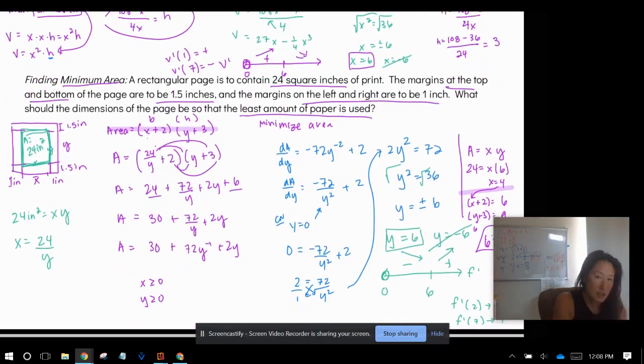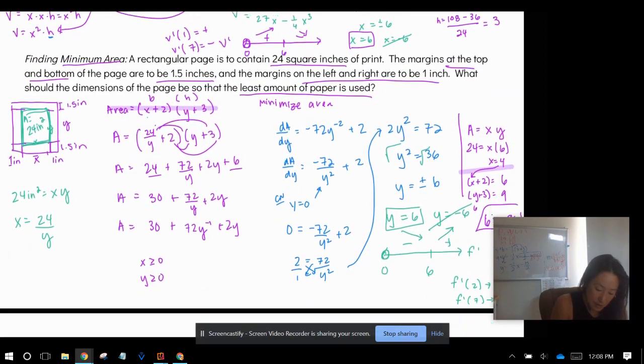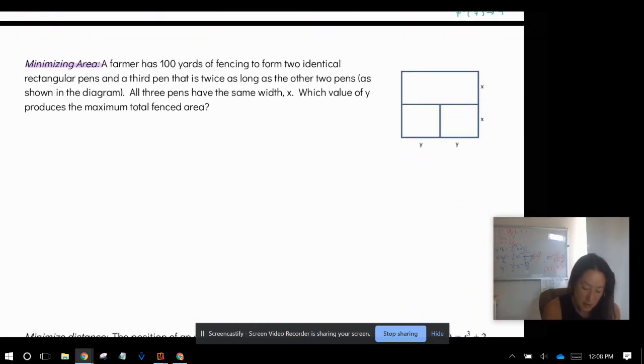All right, two more examples. So this time a farmer has 100 yards of fencing to form 2 identical rectangular pens and a third pen that is twice as long as the other 2. So I drew you a picture here. Okay, so the 2 identical pens and then one that is twice as long. All 3 pens have the same width, which is x, and which value of y produces the maximum total fenced area.